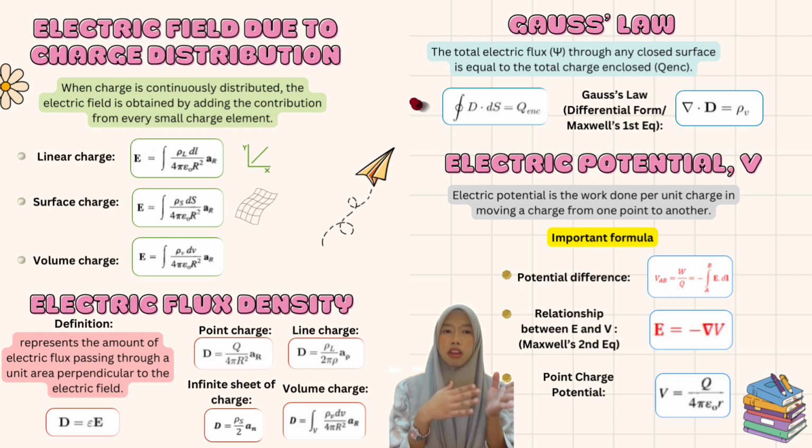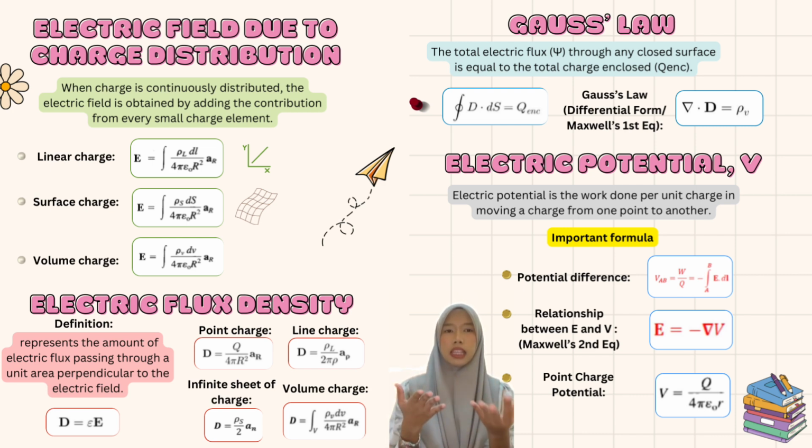Next is the electric potential. This is defined as the work done per unit charge to move a charge from one point to another. The relationship between electric field and electric potential is also shown on the slide, where the electric field always points in the direction of decreasing potential. Another important concept is electric flux density. It represents the amount of electric flux passing through a unit area perpendicular to the electric field.